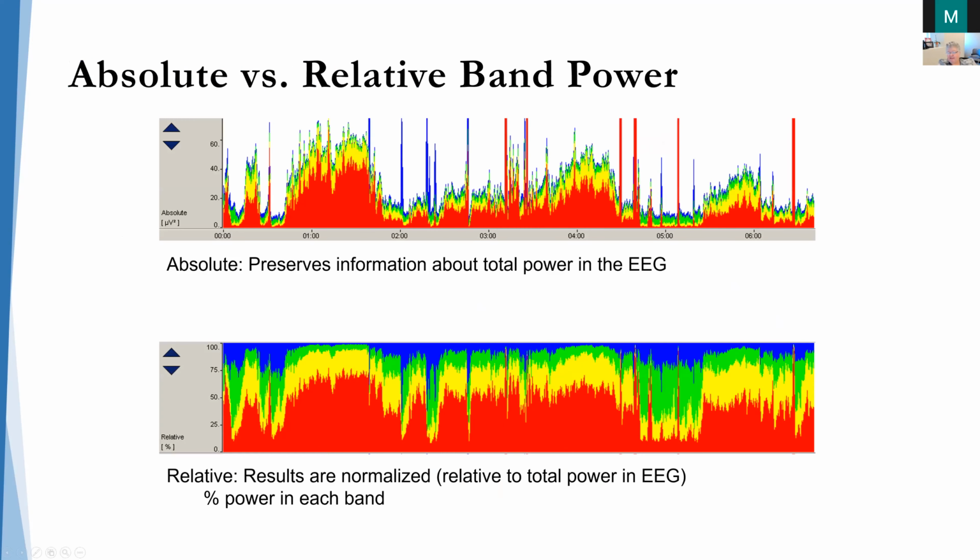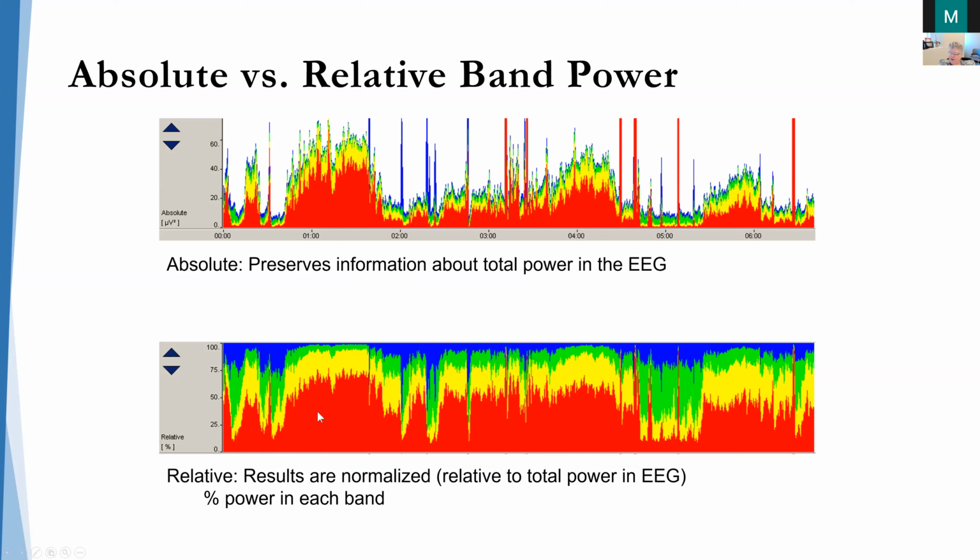We can then display this as either absolute power, where we see the total amount of delta, theta, alpha, and beta activity. This is a graph of sleep, and we see slow wave sleep here, stage 2 sleep with lots of spindles on top of it, and then back into slow wave sleep and successive cycles of sleep. We can also calculate relative power, which basically normalizes this. So it shows us the percentage of power in each band, adding up to 100%.